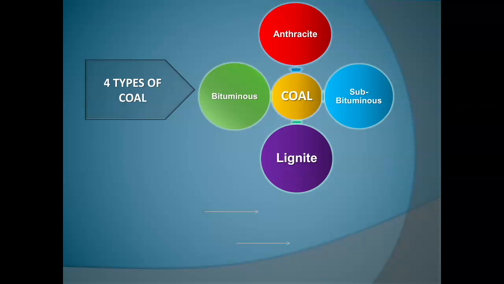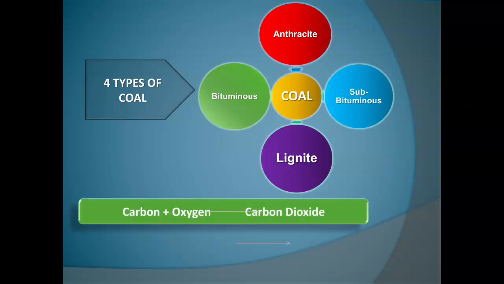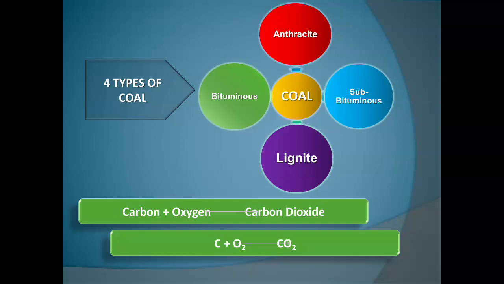Now, if you are burning coal, coal is nothing but carbon, right? Burning means reaction with oxygen. So when the coal is burnt, what we get is carbon dioxide. Carbon plus oxygen gives carbon dioxide. This is the reaction of coal when it is burnt. The chemical equation shows carbon plus O2 gives CO2. So this is a reaction showing the burning of coal.